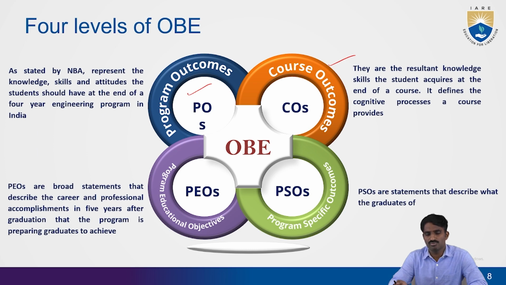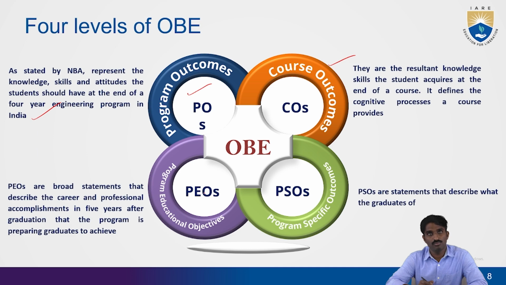So those are the program specific outcomes, which means the PSOs are the statements that describe what the graduates of that particular program can do. Then the program outcomes are stated by the National Board of Accreditation only, so we cannot define or modify them. These are well defined or predefined program outcomes. They represent the knowledge, skill, and attitude that the student should have at the end of the 4 years of engineering graduation. So at the end of the program, what students should be able to do is defined by the program outcomes.